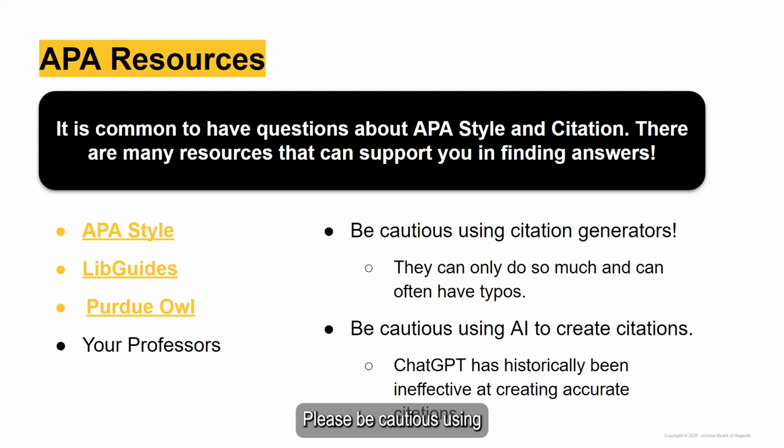Please be cautious using citation generators. They can only do so much and can often have typos. They pull from the information available to them, but that may not always be accurate. Be cautious using AI to create citations. ChatGPT has historically been ineffective at creating accurate citations. If you choose to use either of these methods for citations, please proofread everything and check it with the APA citation manual.